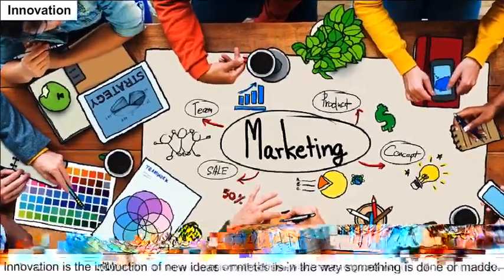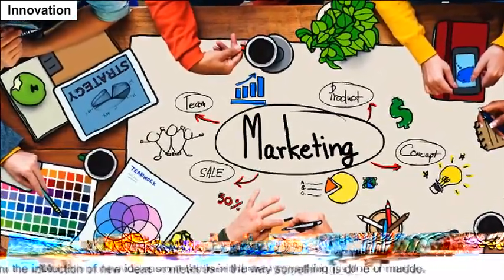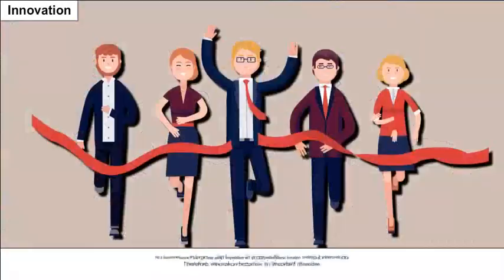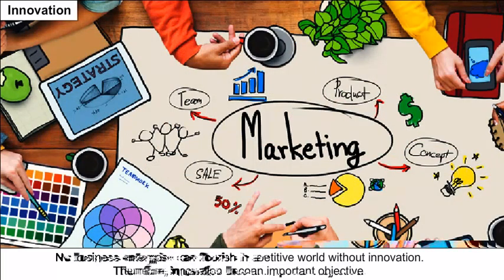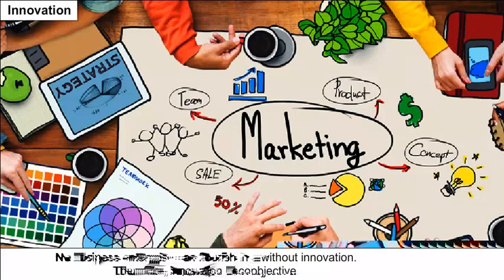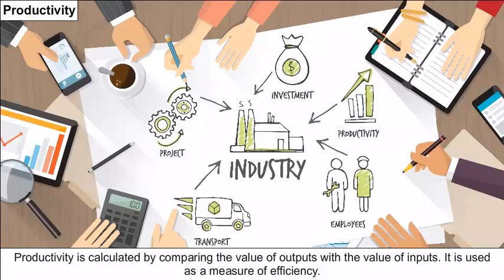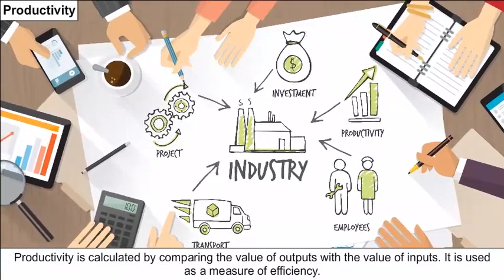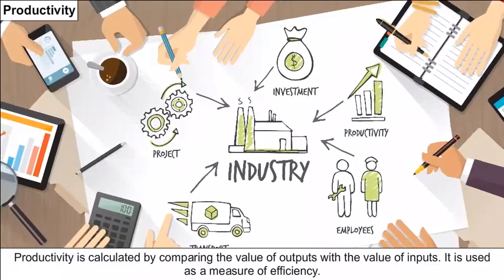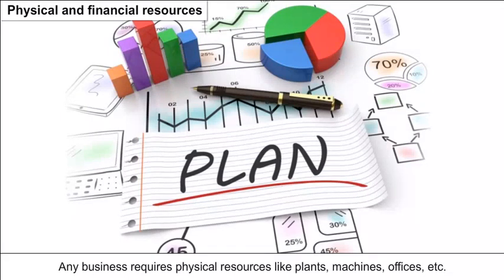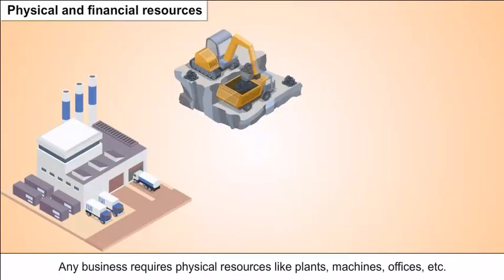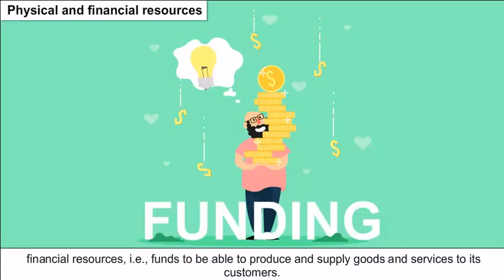Innovation. Innovation is the introduction of new ideas or methods in the way something is done or made. No business enterprise can flourish in a competitive world without innovation. Therefore, innovation becomes an important objective. Productivity. Productivity is calculated by comparing the value of outputs with the value of inputs. It is used as a measure of efficiency. Physical and financial resources. Any business requires physical resources like plants, machines, offices, etc., and financial resources, that is, funds to be able to produce and supply goods and services to its customers.